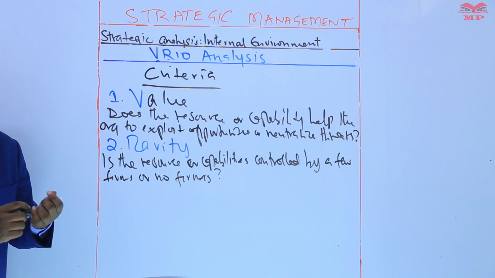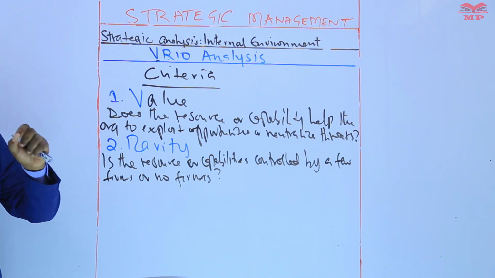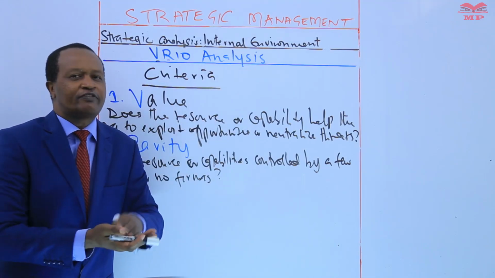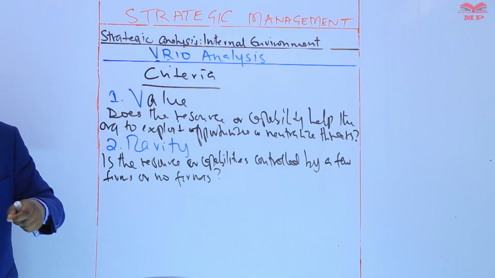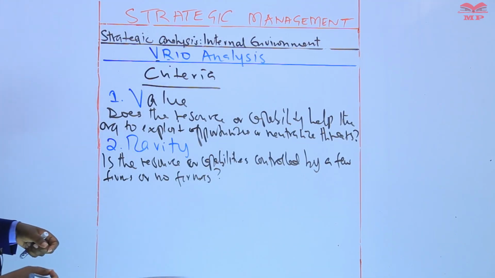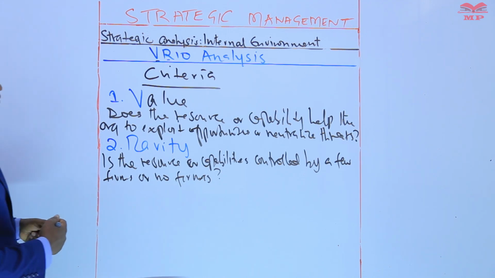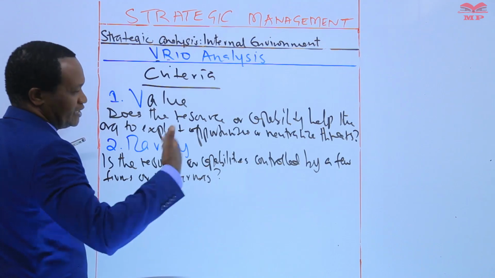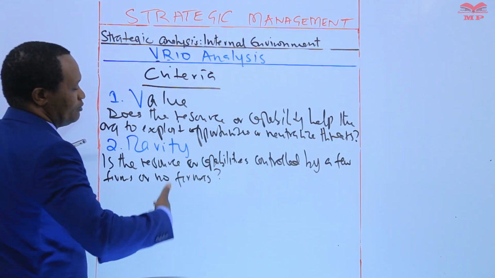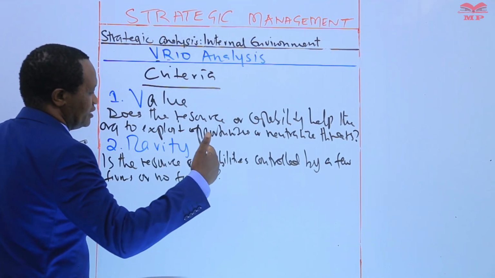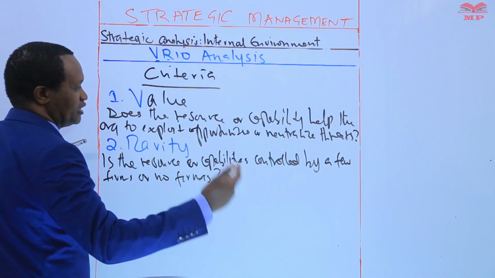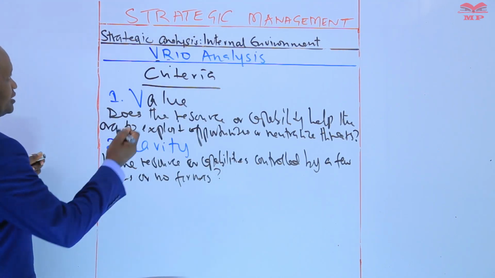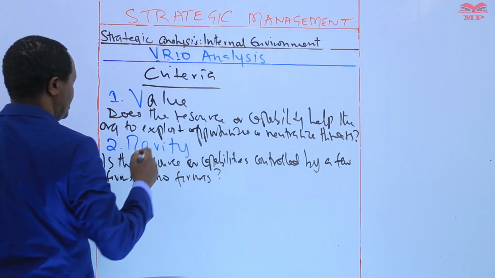Such that rare resources and capabilities are not easily available to the competitors, giving the firm a temporary competitive advantage. You understand? When analyzing resources, you look at the uniqueness. Does the company enjoy monopoly of access to the resource or capability, or can the resource be copied by other companies?